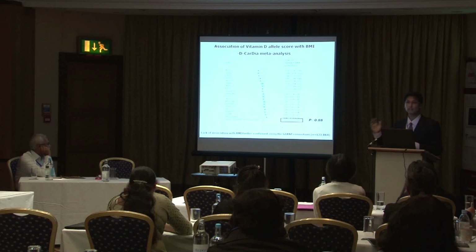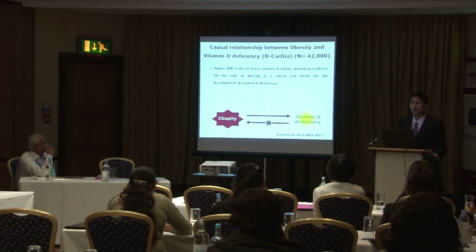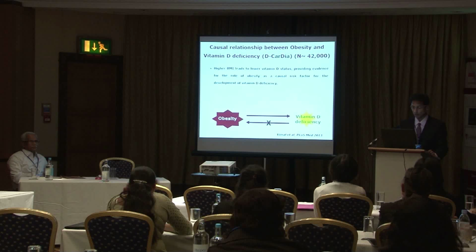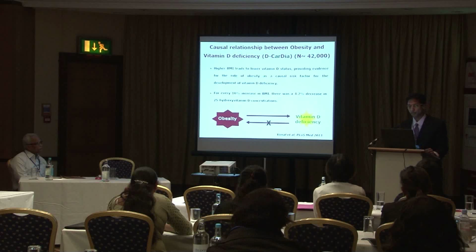But even after increasing the sample size, we did not find a significant p-value. So this clearly shows that obesity or higher BMI leads to lower vitamin D status, providing evidence for obesity as a risk factor for vitamin D deficiency, where we found that for every 10% increase in genetically instrumented BMI, there was a 4.2% decrease in 25-hydroxy vitamin D concentration. So we were able to prove this causal relationship.